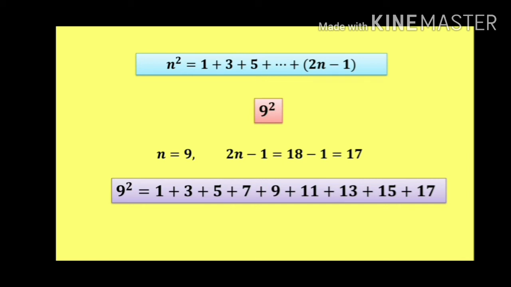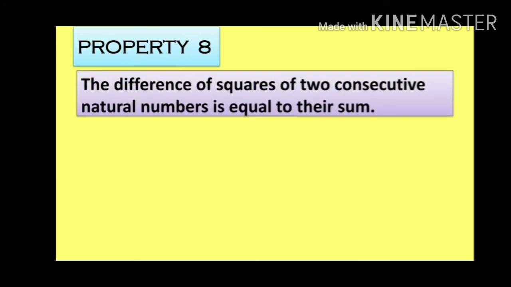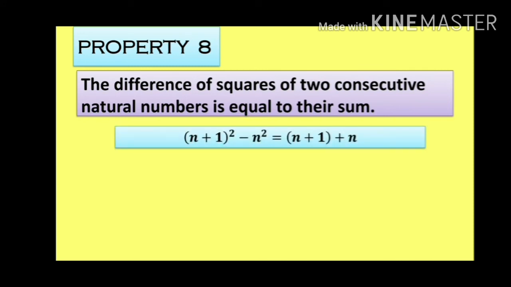So these are the first 9 odd natural numbers. Next, the difference of squares of two consecutive natural numbers. The difference of the squares of two consecutive natural numbers is equal to their sum. Now see here, that means if you take two consecutive natural numbers, one is n plus 1 and the other is n.